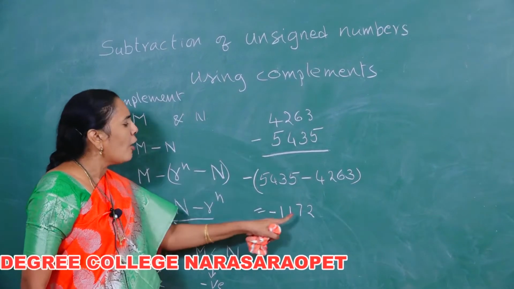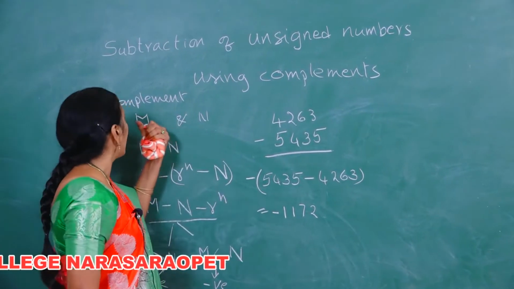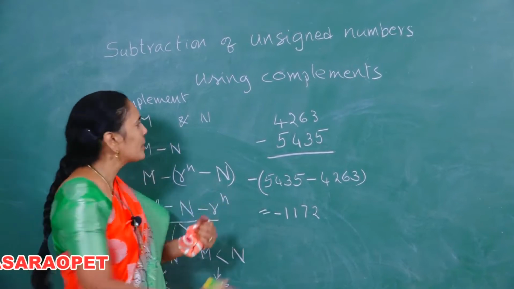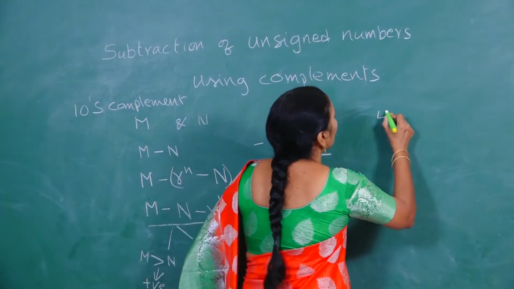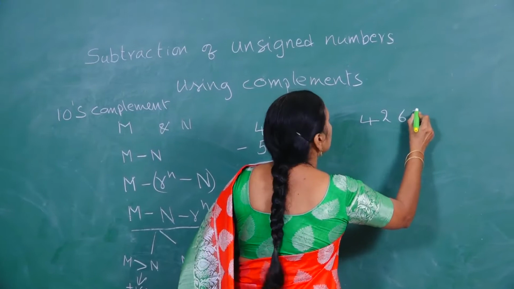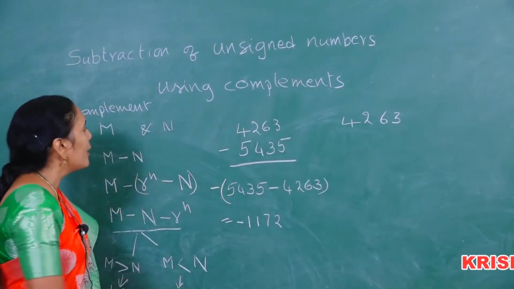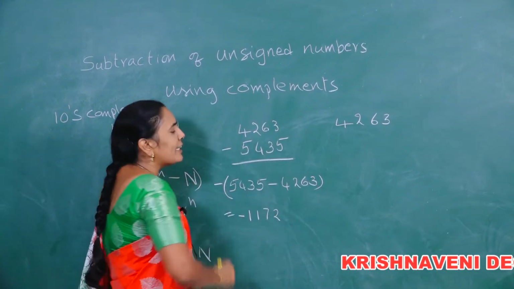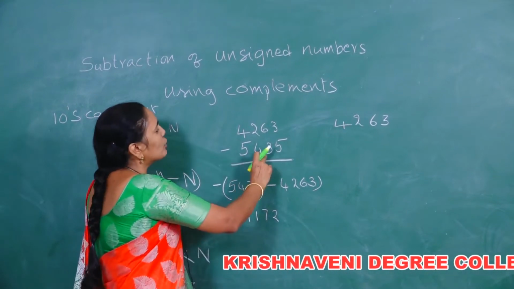Now, let us see how we are going to do it by using 10's complement. The positive number will be written as it is, 4263. Now, we have to find the 10's complement of 5435.